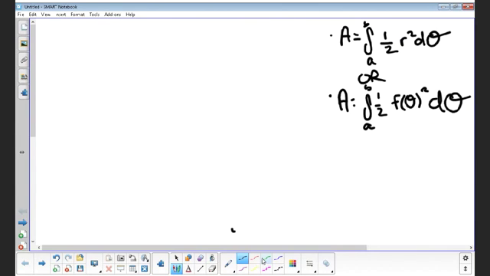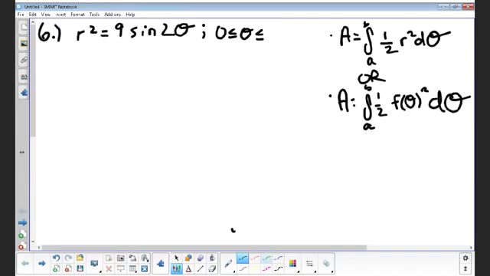All right, so let's say we were given this equation. r squared is equal to 9 sine 2 theta. And we wanted the area for the interval 0 less than or equal to theta less than or equal to pi over 2. All right. So once more, we can just plug this into our first area equation.